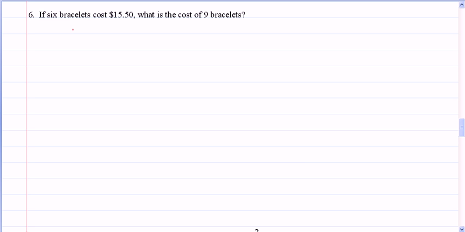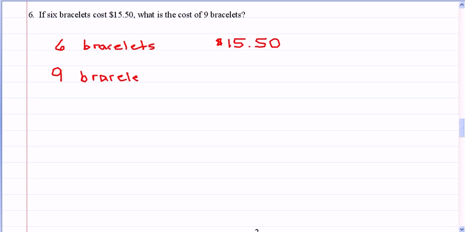So in number 6, we have 6 bracelets cost $15.50. So before I read on, I'm just going to label this as 6 bracelets cost $15.50. And the second part of the question is saying, what is the cost of 9 bracelets? So I'm going to put 9 on this side so that I have the bracelets on the left. And since I'm finding the cost, I'm going to place an x here, so that this turns into a proportion.